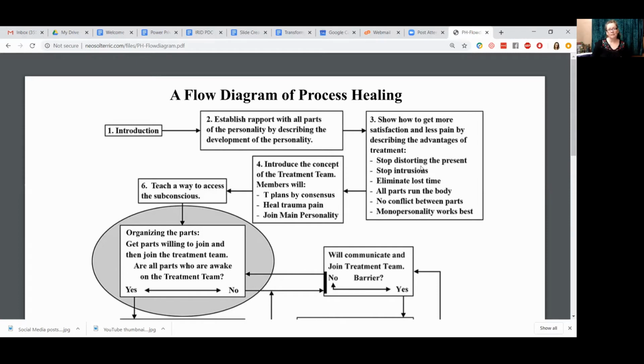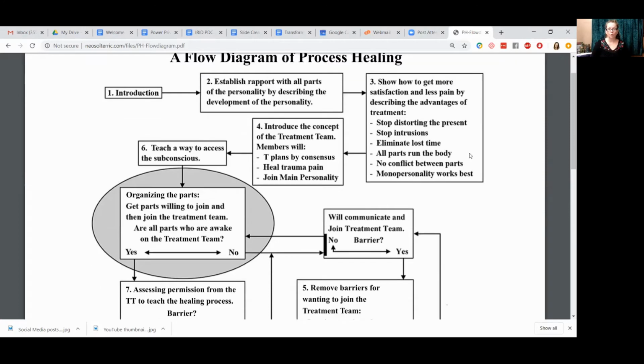And also by stopping these intrusions, because these intrusions caused by pain from the past can reduce or eliminate this happiness and satisfaction and get in the way or distort our present experience. And he goes into, you can stop losing time, all of the reasons for wanting to get on the treatment team, show how you can get more satisfaction. And so as you go through, then you're introduced to the concept of the treatment team.